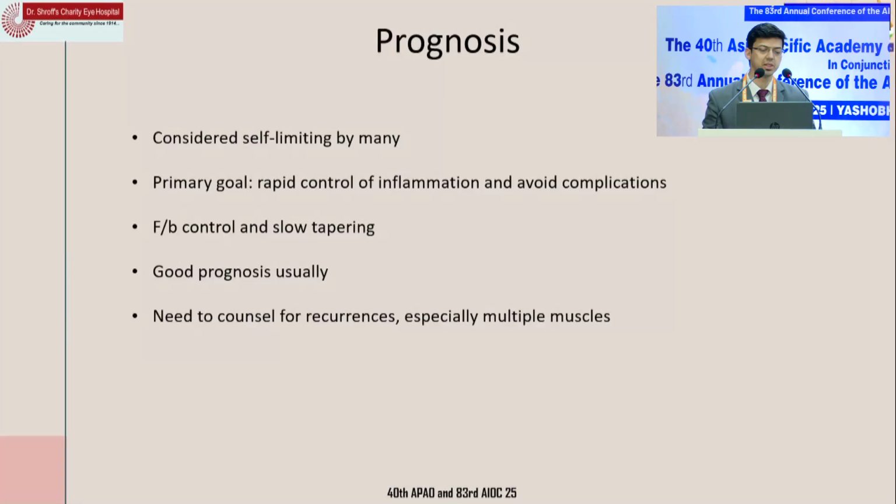So the prognosis is generally good for IOID. It is considered a self-limiting condition by many people. And the primary goal in IOID remains control of inflammation in the acute stage and avoiding any long-term complications. And steroids can be started for the acute phase followed by slow tapering. Usually a good prognosis is seen in this condition, but the patient still needs to be counseled for recurrences, especially when multiple muscles are involved.